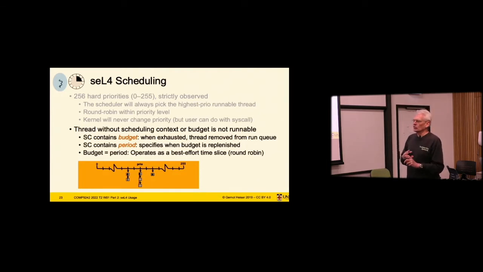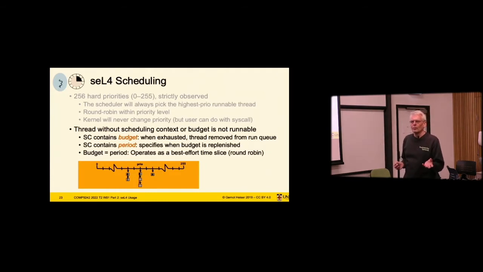In general, the budget has to be less than or equal to the period. If it's equal, then you just basically get a simple time slice, and multiple threads with the same priority that have what's called a full period, when the budget is equal to the period, just get round-robin scheduled.